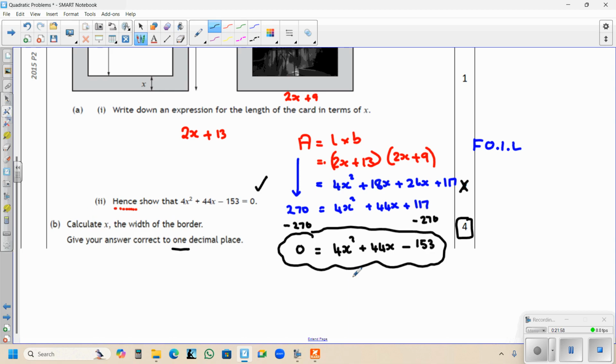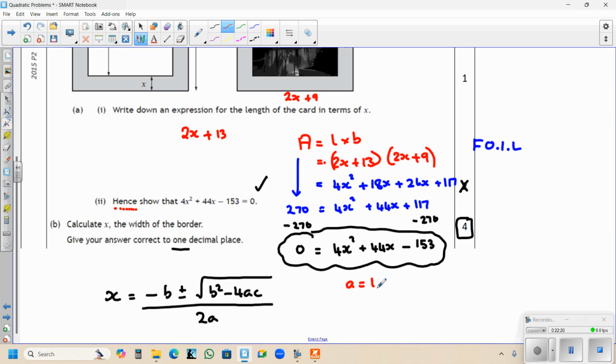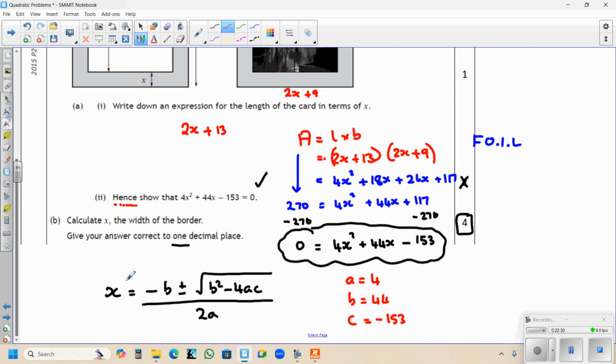When you've got a quadratic and it says find your answers correct to 1 decimal place, that's code for the quadratic formula: x is equal to minus b plus or minus the square root of b squared minus 4ac, all divided by 2a. Now, what have we got? a is equal to 4, b is equal to 44, and c is equal to minus 153. Now I'm going to substitute that into the equation, and then I'll start the video again.